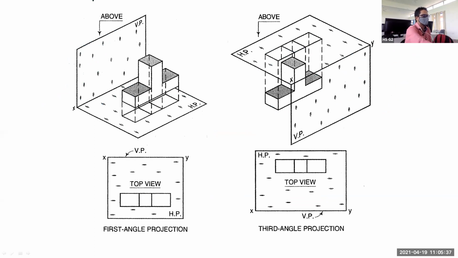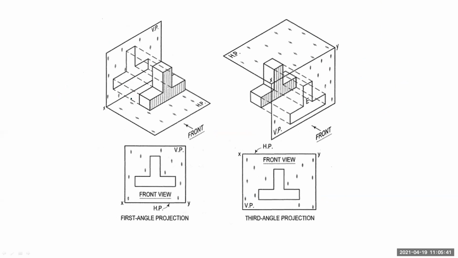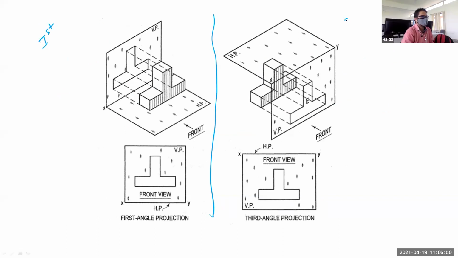in this slide you can see that this is our object. Again, I will draw one line over here. So this side is your first quadrant, and this is your third quadrant. Okay. So here you can see this is the front view of the object. That portion is projected on your vertical plane over here.